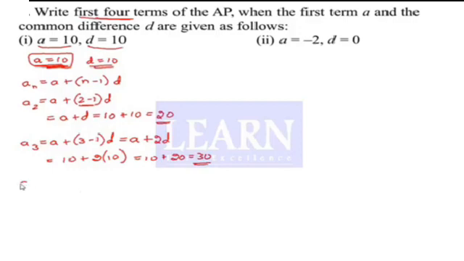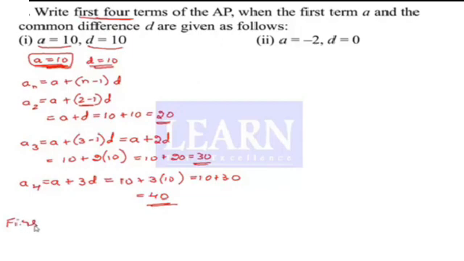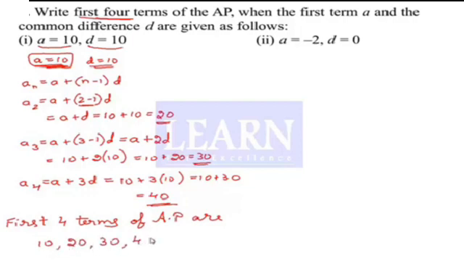Now I will find the last term. They told the first four terms, so we'll find the fourth term. A4 equals A plus 3D. We can write it directly as 3D because 4 minus 1 is 3. So it is equal to 10 plus 3 into 10, which is equal to 10 plus 30. So the fourth term is 40. So the first four terms of the AP are 10, 20, 30 and 40. Okay, first problem is done.